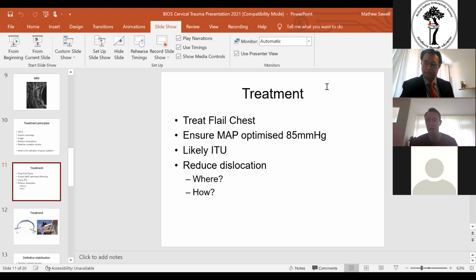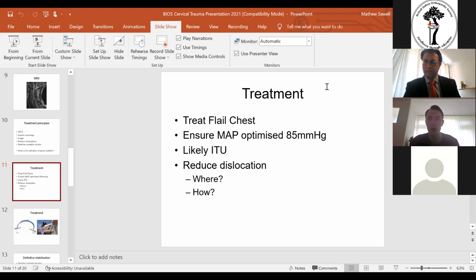And then you think, well, he's not moving. I've imaged him now. I've managed him through ATLS. I've optimized his blood pressure. I've optimized his oxygen. I've got my CT. I've got my MRI. What's the next thing we do? It's to reduce dislocations. We said it's a dislocation because it's over 50% displaced. So the next thing I want you to think is, how would you do it and where would you do it?